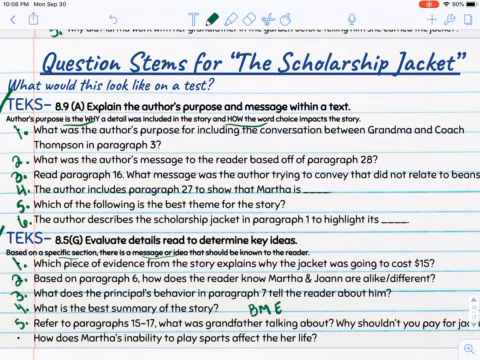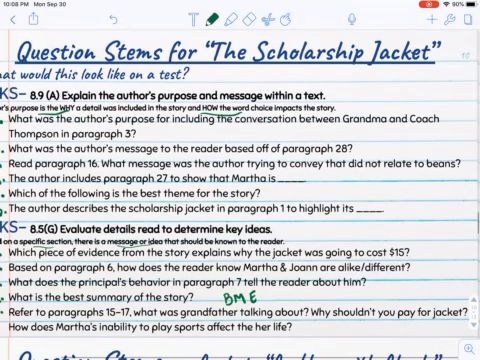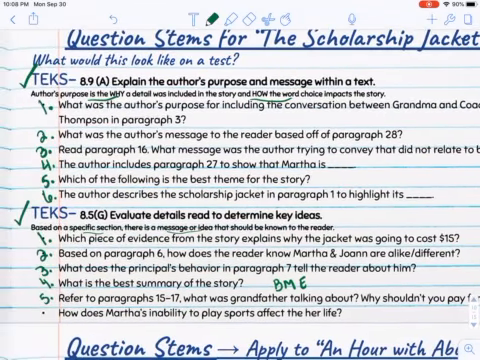5. Refer to paragraphs 15 through 17. What was grandfather talking about? Why shouldn't you pay for the jacket? 6. How does Martha's inability to play sports affect her life?